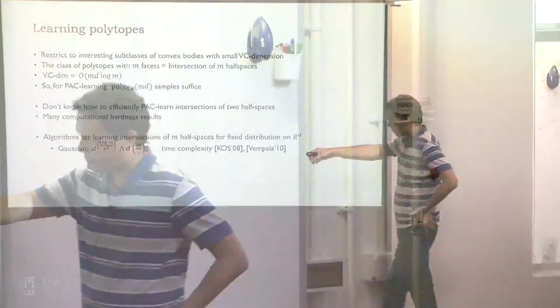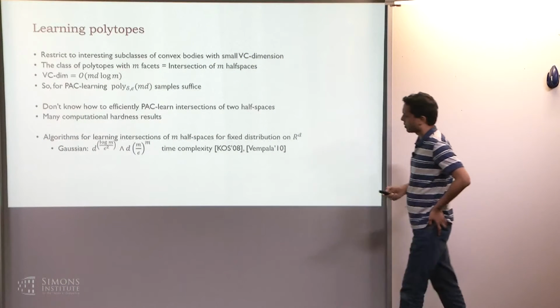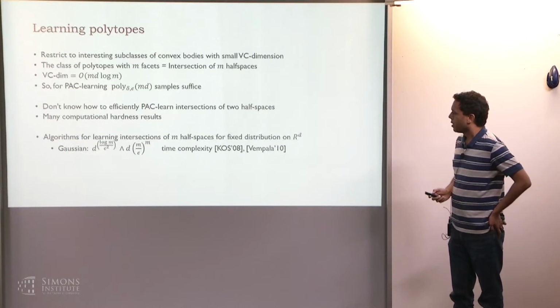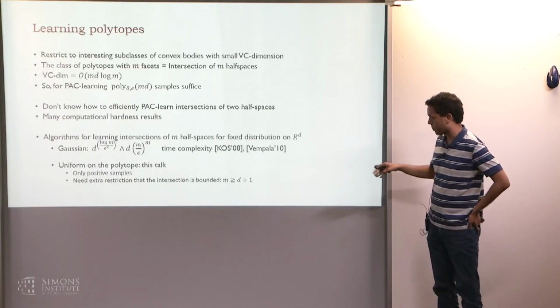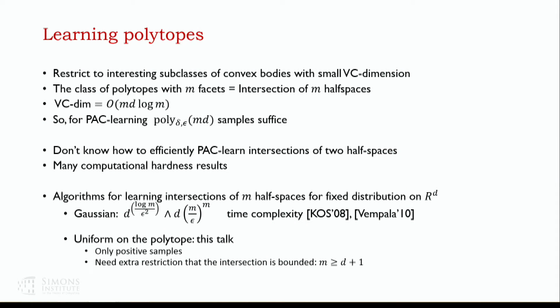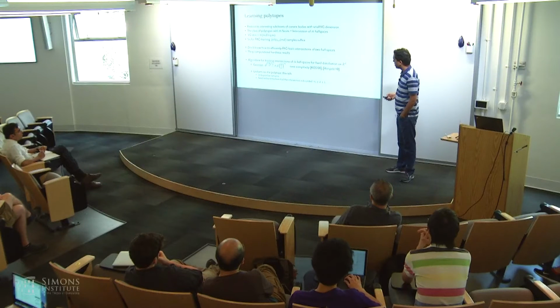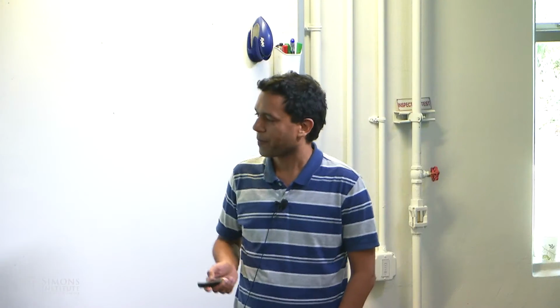Okay, so for Gaussian, there are pretty good algorithms, but they are not polynomial yet in d and m. And our problem is uniform on the polytope. So we only get positive examples, and we have to put this extra condition, which is not very important really, that the intersection is bounded. In the case of intersection of half spaces, there is no boundedness condition. And it also means that our number of facets has to be at least d plus 1. For Gaussian, it's m to the log n times, okay, I'm sorry. Yeah, that's after your direction. Yeah, right.